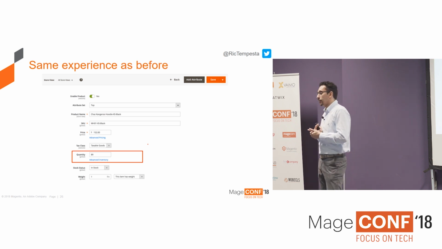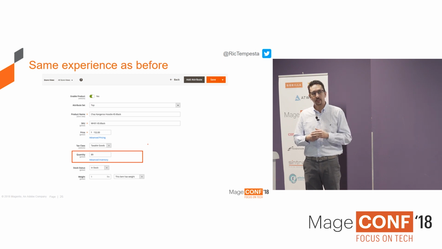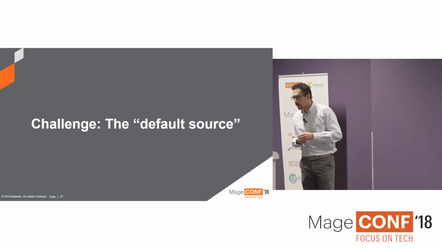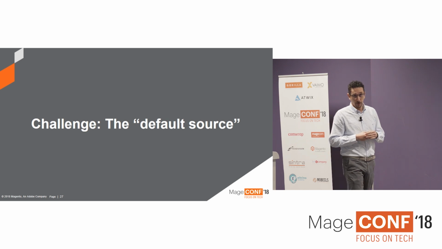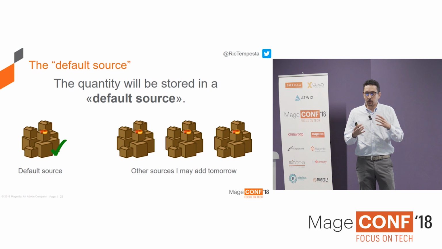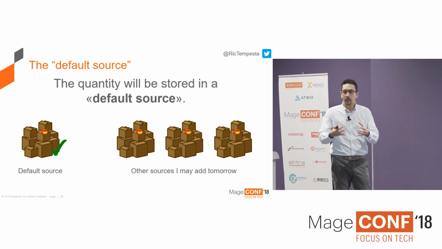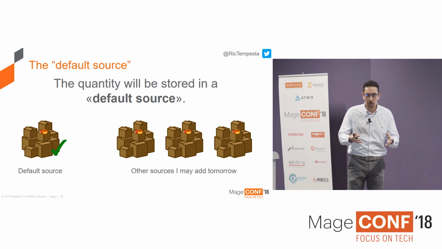But behind this simple example, there is a very challenging architectural problem, because we had the so-called default source problem. So basically, yeah, today you have one single source, let's say, and tomorrow you want to add more sources because your business is growing.